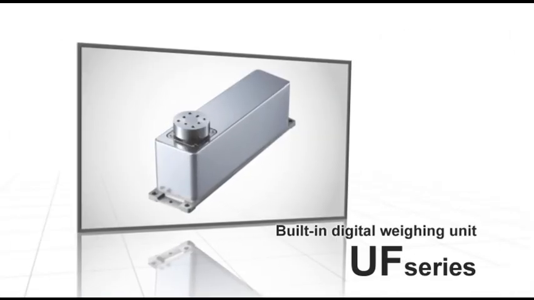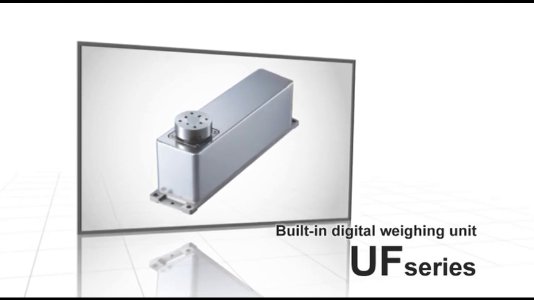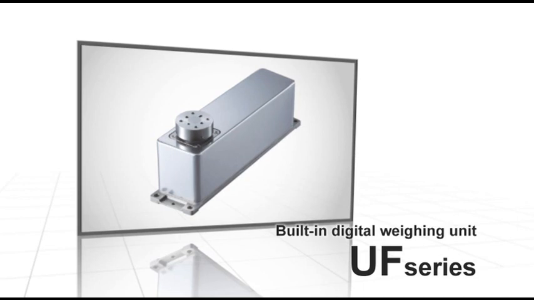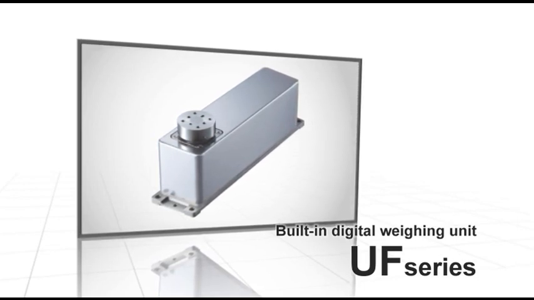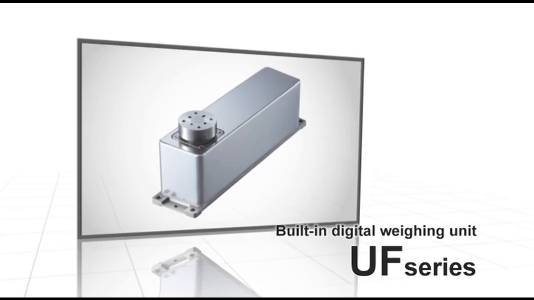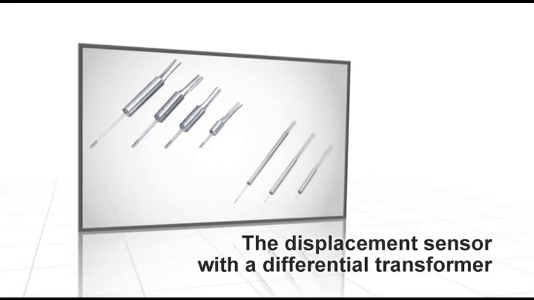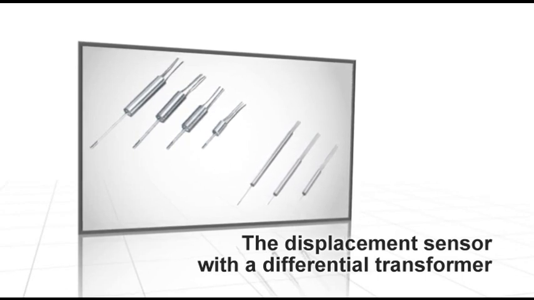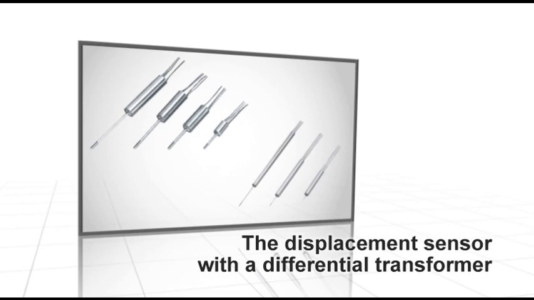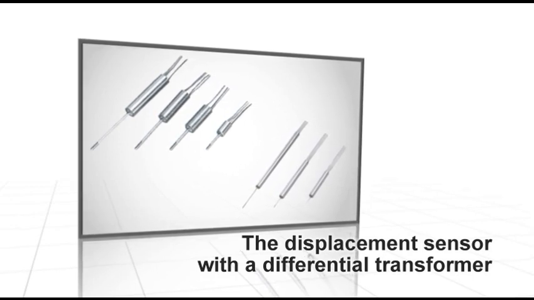The UF series offers digital weighing units for built-in use. With slim bodies, high accuracy, and fast response, they are suitable for use in production lines. The displacement sensor with a differential transformer is used to control elevators or in ships due to the system's durability.